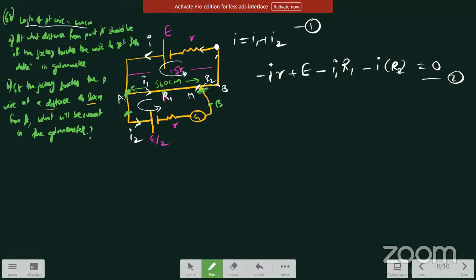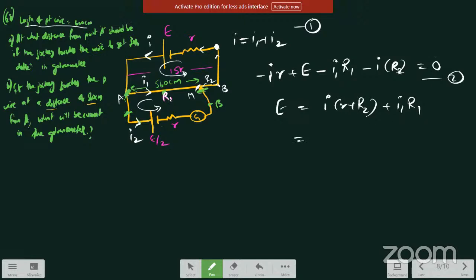So I'll start from point A. Applying KVL, I'm passing from positive to negative, so minus E by 2. Before that, let me write the proper equation from here. E is equal to I into R plus R2, plus I1 R1. This is one equation.